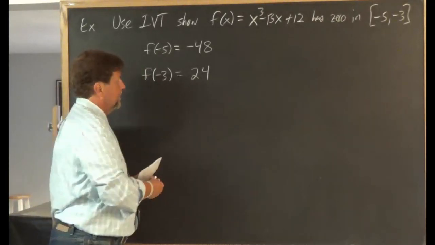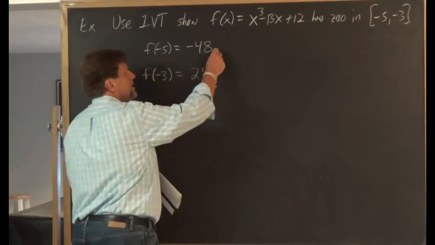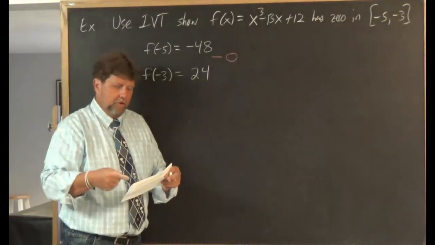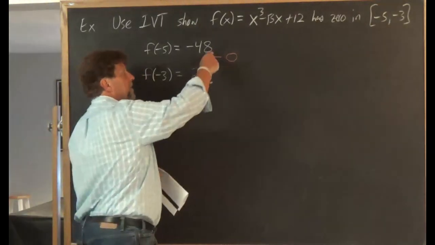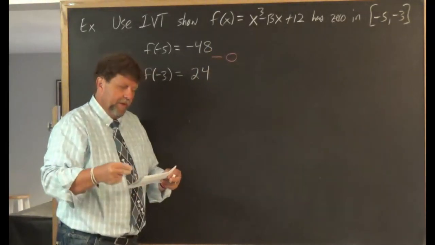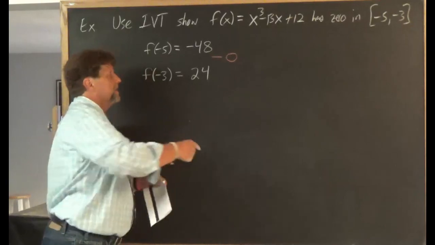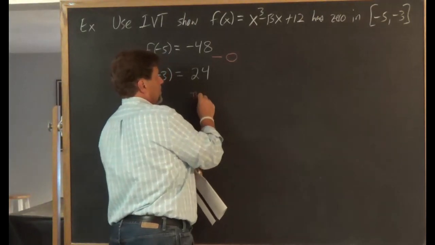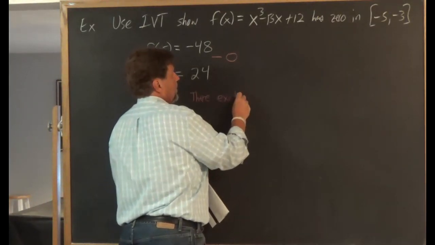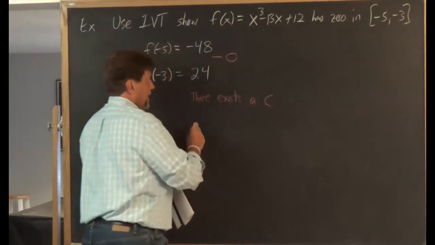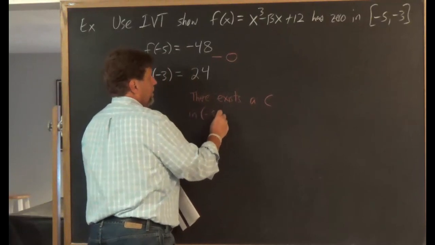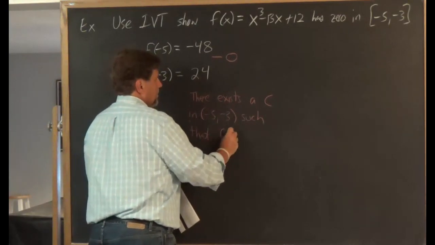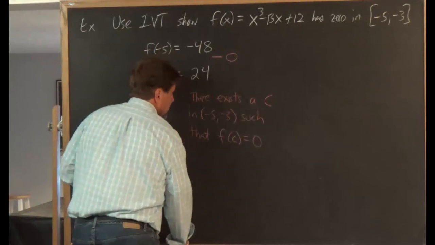All right, now folks, 0 is somewhere in there between -48 and 24. So 0 is between -48 and 24. So your intermediate value theorem says, since 0 is in here somewhere, there exists some number that I'll call C in the interval -5, -3, such that f of c is equal to 0.